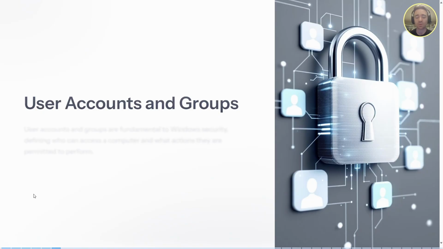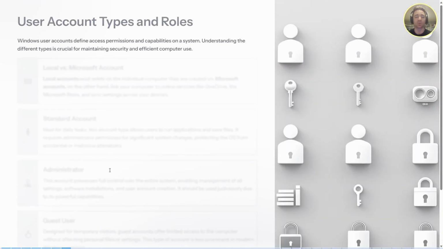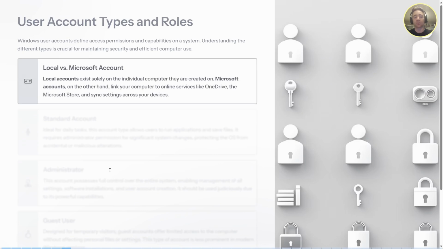Next, we're looking at user accounts and groups. So user accounts and groups, essentially, on Windows, you've got different users and accounts and groups that they belong to, and depending on which one you belong to or what type of user you are, you'll have different permissions, and you need to know about some specific ones. So the first one that you need to know about is local versus your Microsoft account. This one's pretty simple, guys.